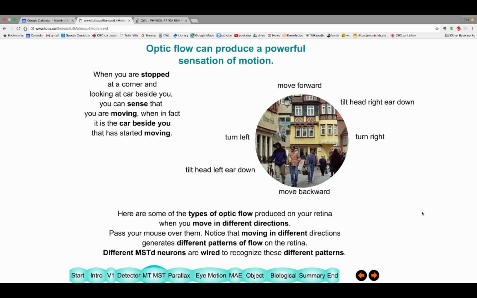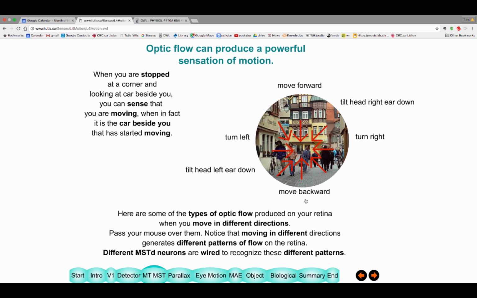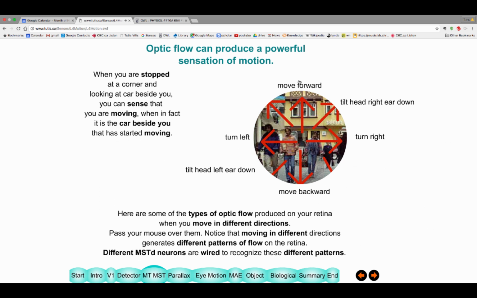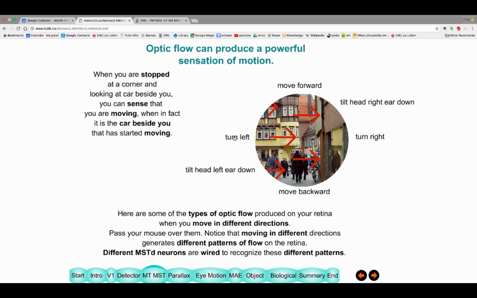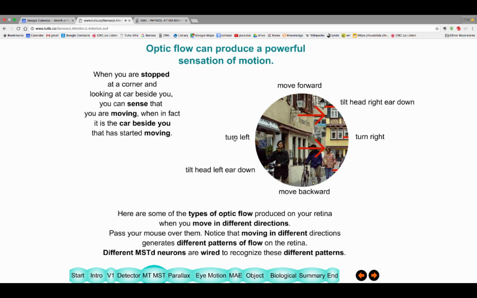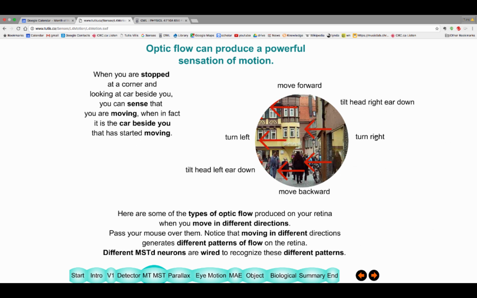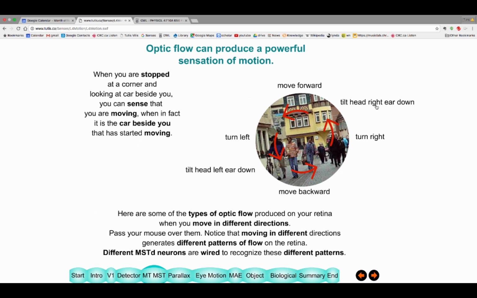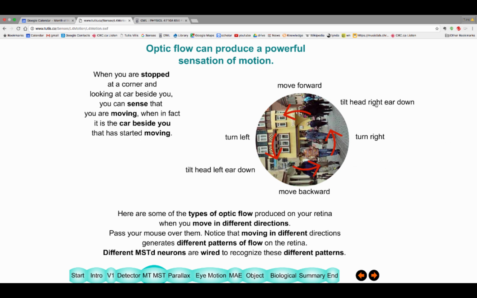Now, different patterns will cause you to sense that you're moving in different directions. So, for example, here you sense that you're moving backwards. This pattern will tell you that you're moving forward. This pattern, that you're going to the right. This pattern, to the right. This pattern, to the left. And you can also get this pattern, that you're flipping upside down.